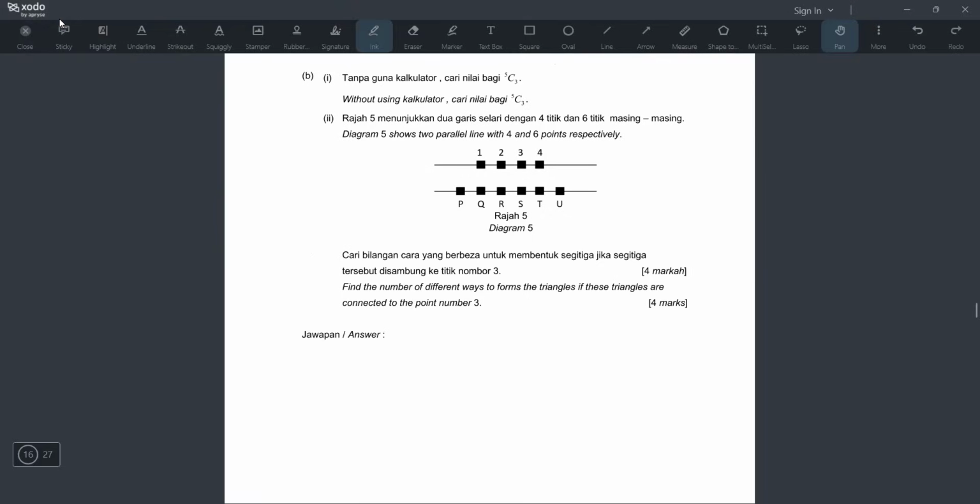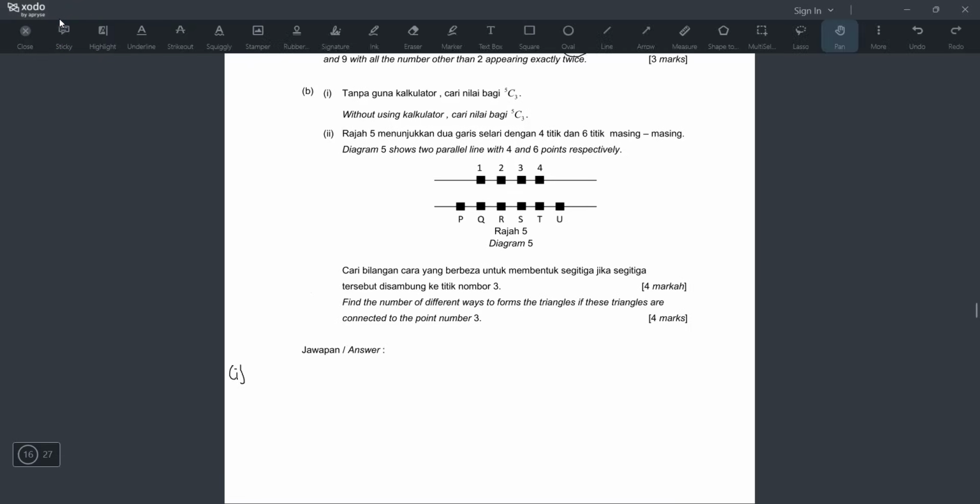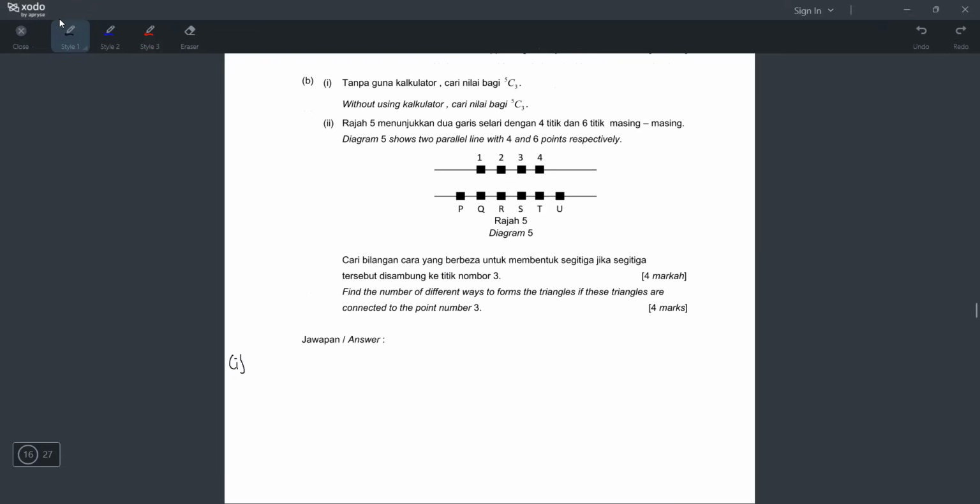Okay, let's continue with question B1. They say without using calculator, find the value of 5C3. And they already mentioned without using calculator, by the way. If you use calculator, very easy, right? Just press only. But without using calculator, how to do it? Use the formula for nCr. Do you remember the formula for nCr? Have you forgotten? So the formula for nCr is n factorial divided by r factorial times n minus r factorial. This is the formula, right? But usually we don't use this formula because we just use the calculator, right?